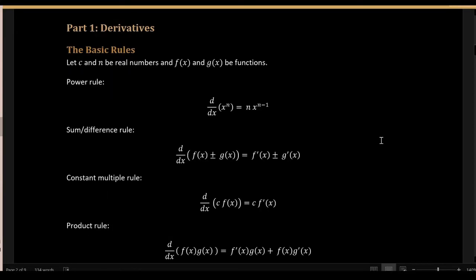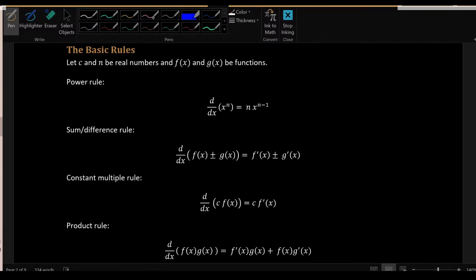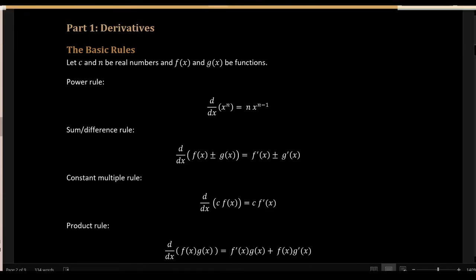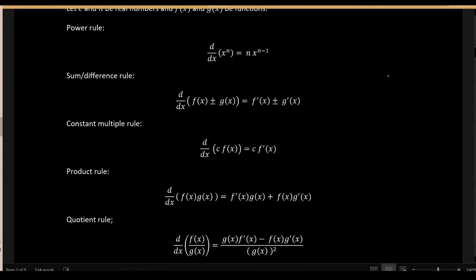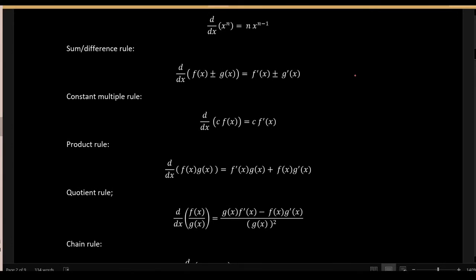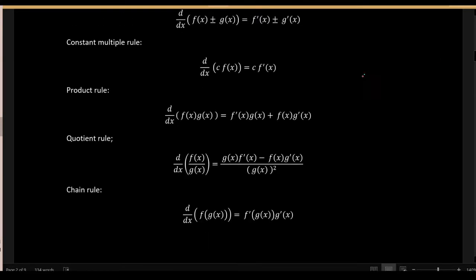Derivatives. So let's recall that the derivative rules were as follows. We had the power rule, which told us how to take the derivative of a quantity like x to the power whatever. That power just comes down and then you decrease the power by 1. We also had the sum difference rule. Derivatives play really well with sums and differences. If you want the derivative of f plus or minus g, take those derivatives separately and then add or subtract the results. Same thing with the constant multiple rule. You can basically just ignore the constant and take the derivative of the function by itself.